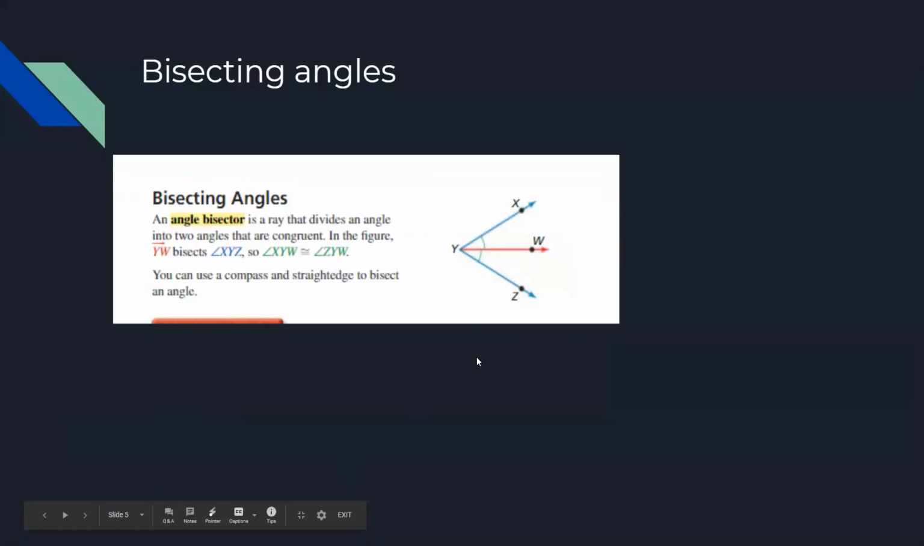So bisecting angles. An angle bisector is a ray that divides an angle into two angles that are congruent. In the figure, ray YW bisects angle XYZ, so angle XYW is congruent to angle ZYW.